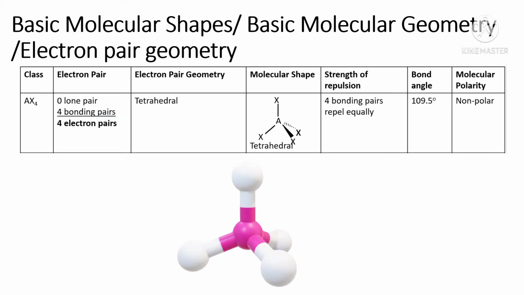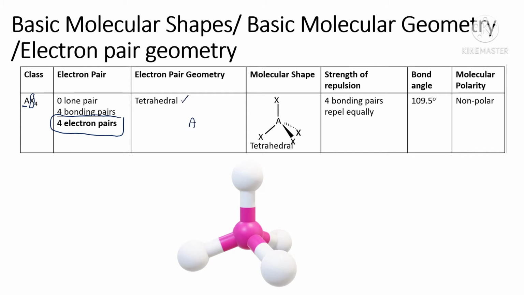The third basic molecular shape or electron pair geometry that we are going to look at is from the class AX4. A represents central atom, X represents the terminal atom. So from the class AX4, basically the molecule has 0 lone pair and 4 bonding pairs around the central atom to give a total of 4 electron pairs around the central atom, and therefore the basic molecular shape or electron pair geometry is tetrahedral. So how to draw tetrahedral?